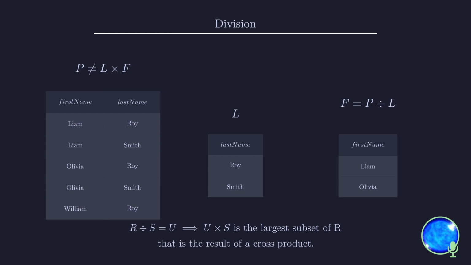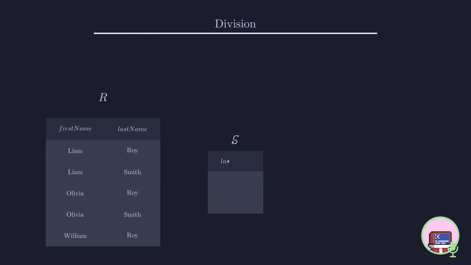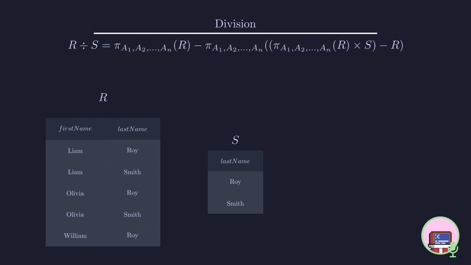Okay, I think I get it. This operation can be derived from the primitives, correct? Right, and this is how. Let's use our example from earlier, but let's replace the relation names with R and S. This is how we write R divided by S with relational algebra primitives. Don't worry, it's not as complicated as it seems.